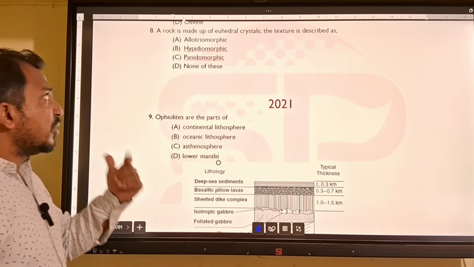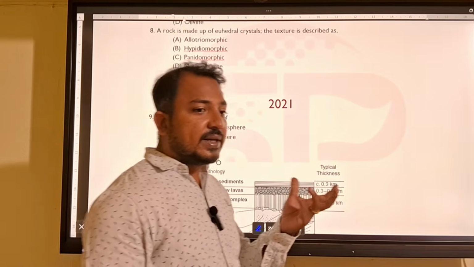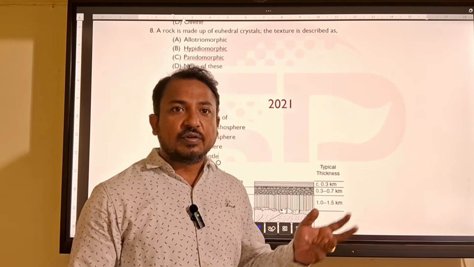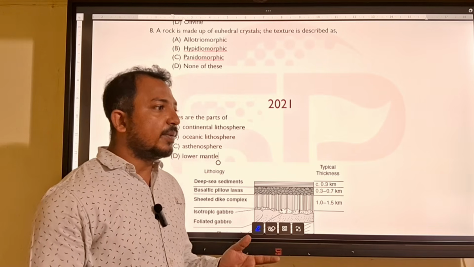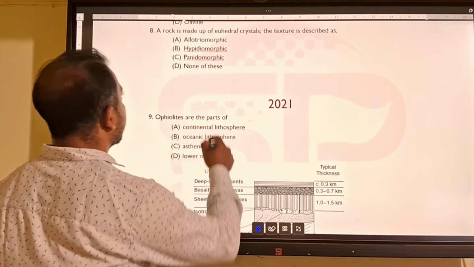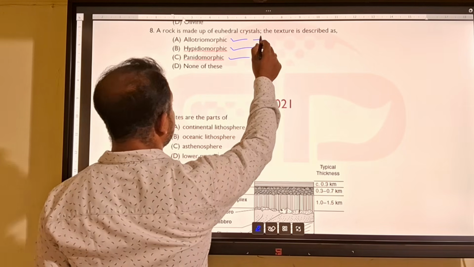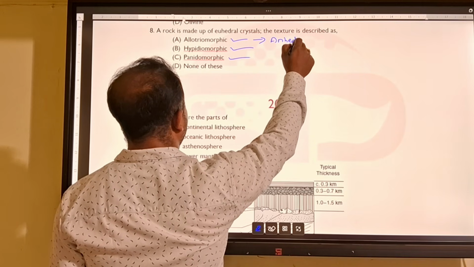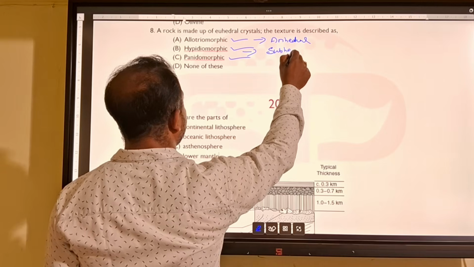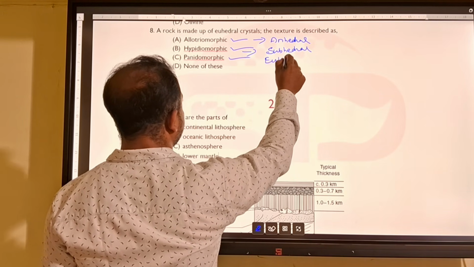Then, a rock is made up of euhedral crystals. The texture is described as... There are three types of texture we call equigranular texture. They consist of all equal-sized grains. There are three types: allotriomorphic, hypidiomorphic, and panidiomorphic. Allotriomorphic consists of all anhedral grains. Hypidiomorphic consists of all subhedral grains, and panidiomorphic consists of all euhedral grains.